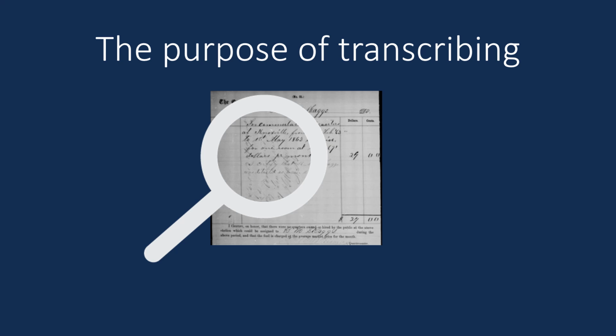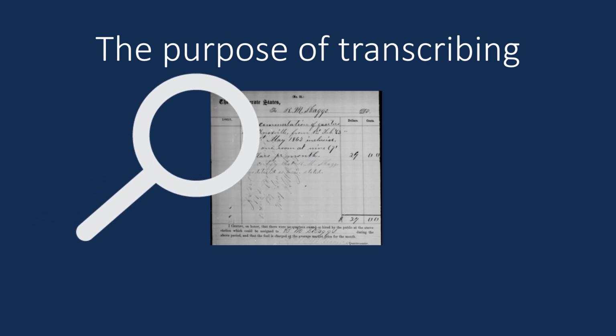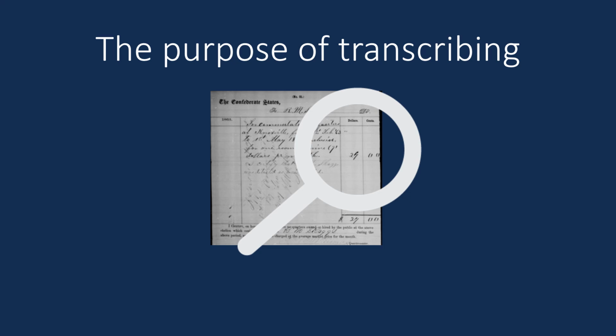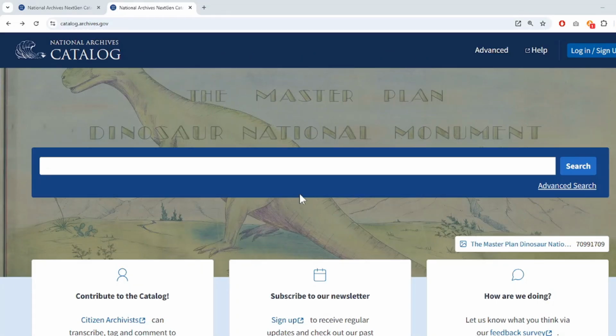The goal of transcription in the National Archives catalog is to enhance searchability. All right, so if you would like to help transcribe, you need to go to catalog.archives.gov and you need to have a login with them. And you just go up here to this login, sign up.